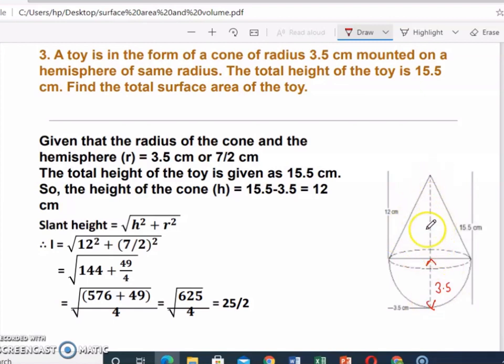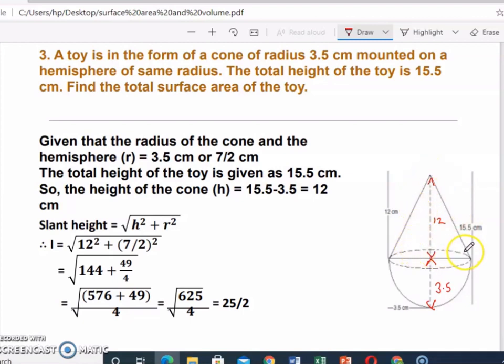So what must be the height of this cone? For that you have to subtract 15.5 minus 3.5. So this height will be 12. Only this much height is 12. Now since you have to find the surface area of the entire toy, it will be the curved surface area of the hemisphere plus the curved surface area of the cone.